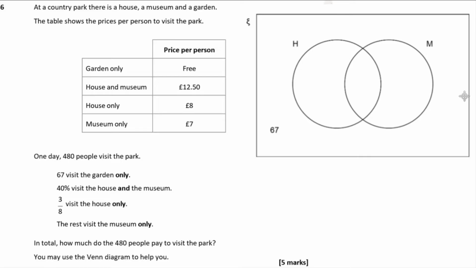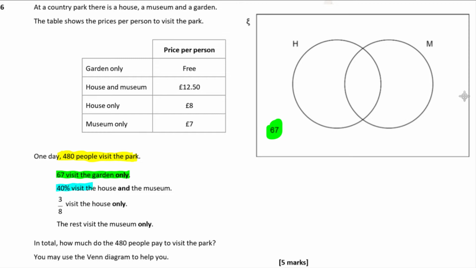Okay, so we've got a little Venn diagram over here. Let's go through this line by line and see what we can do. One day, 480 people visit the park. We'll come back to that. We can't use it just yet. 67 people visit the garden only. That we can use. So if we've got house, museum, oh, that's actually already on there. Look, it's there, 67.